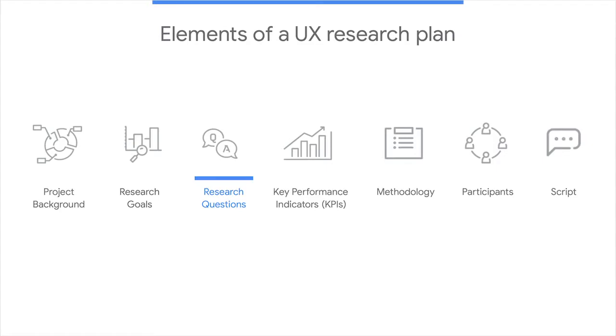Okay, so now you've got the hang of the project background and research goals. Next, let's think about the third element of a research plan, research questions. To put it simply, research questions are the handful of questions you plan to answer during the study. These should not be the literal questions you plan to ask study participants. We'll go over these later when we start creating our interview script.